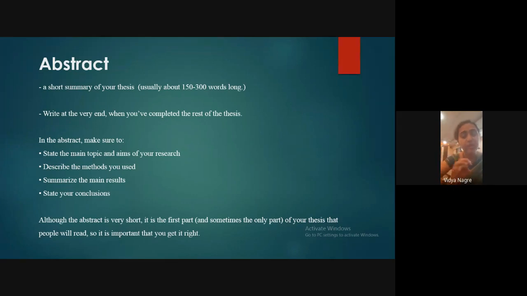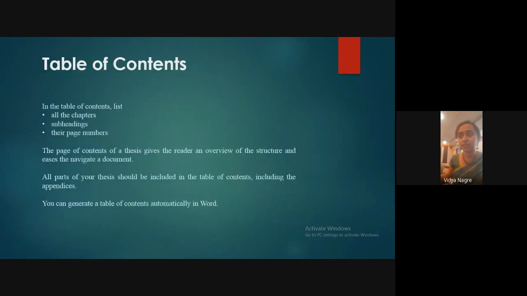So please find out which kind of abstract is suitable to you, but the points which we have discussed are common. Next slide, please. Table of contents. Under table of contents, all the major headlines on your pages should be there, along with the page numbers. At the same time, if you are using abbreviations, please make a separate page and list your abbreviations there.